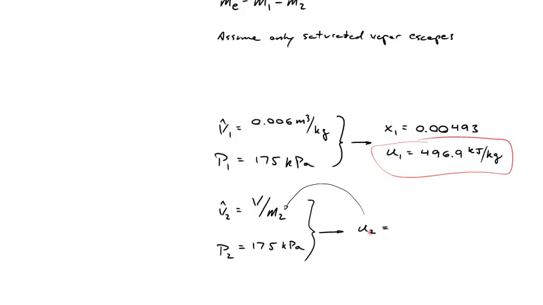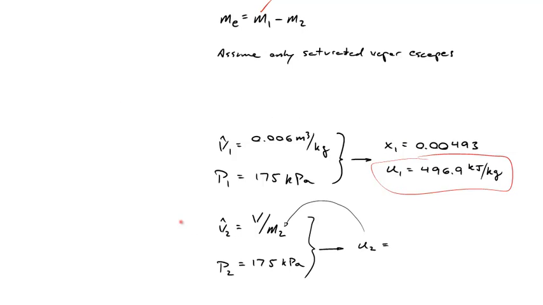But I don't know the specific volume, and I do need that to get U2. But if I had U2, then I could calculate the specific volume at case 2. So it becomes this iterative thing. Either it's iterative, or if you knew the quality, or you could calculate the mass of liquid and the mass of vapor in state 2, then you'd be able to calculate U2 based on that. But that all hinges on how much mass is left in the system.